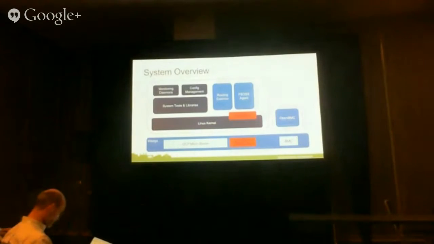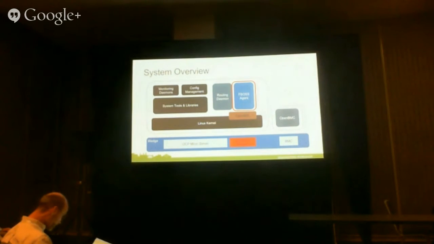Just to recap, if we look at our system overview, the main piece that we open sourced today is this agent daemon. There will be some other stuff coming. Like I mentioned, our routing daemon is rather custom to our environment right now, so we figured it's probably not as useful to the community, since it's very specific to our roles in our data centers.